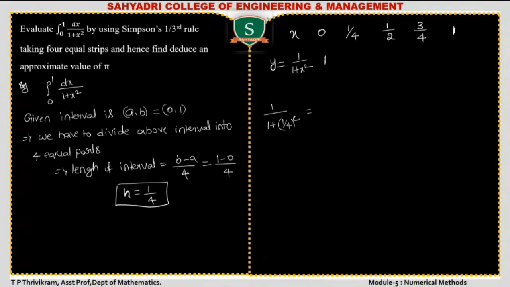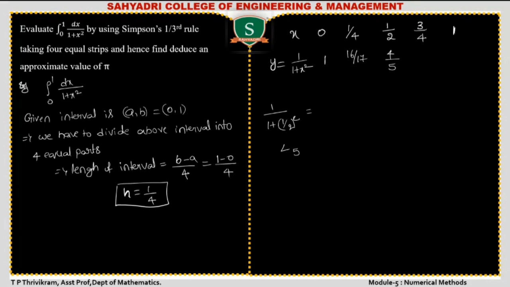So 4 square means 16. 16, 17. In the denominator 17, here 16. So I'll get 16 by 17 here. Next, substitute 1 by 2 here. 1 by 2 means here how much? 1 by 4. 4 plus 1, 5. So you'll get 4 by 5.